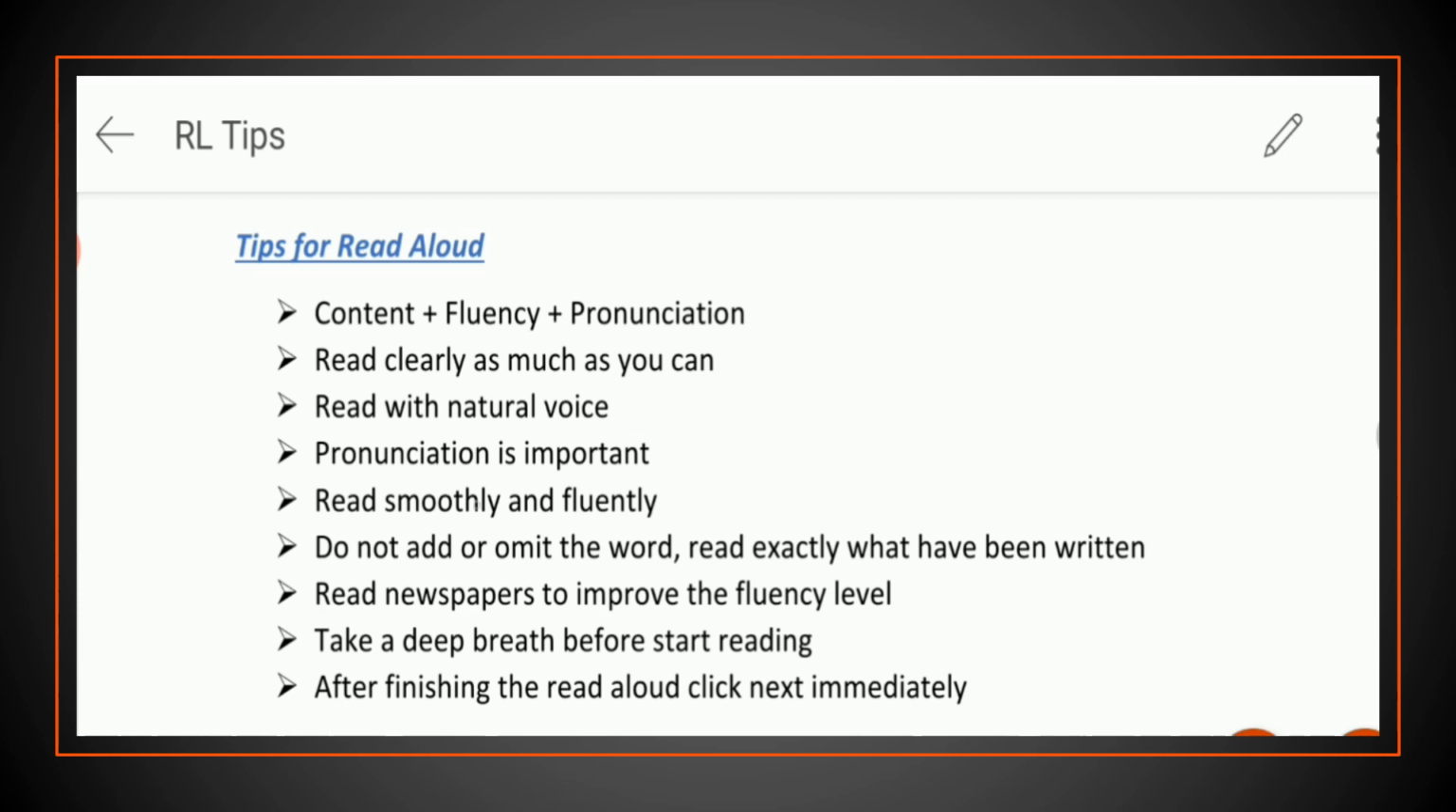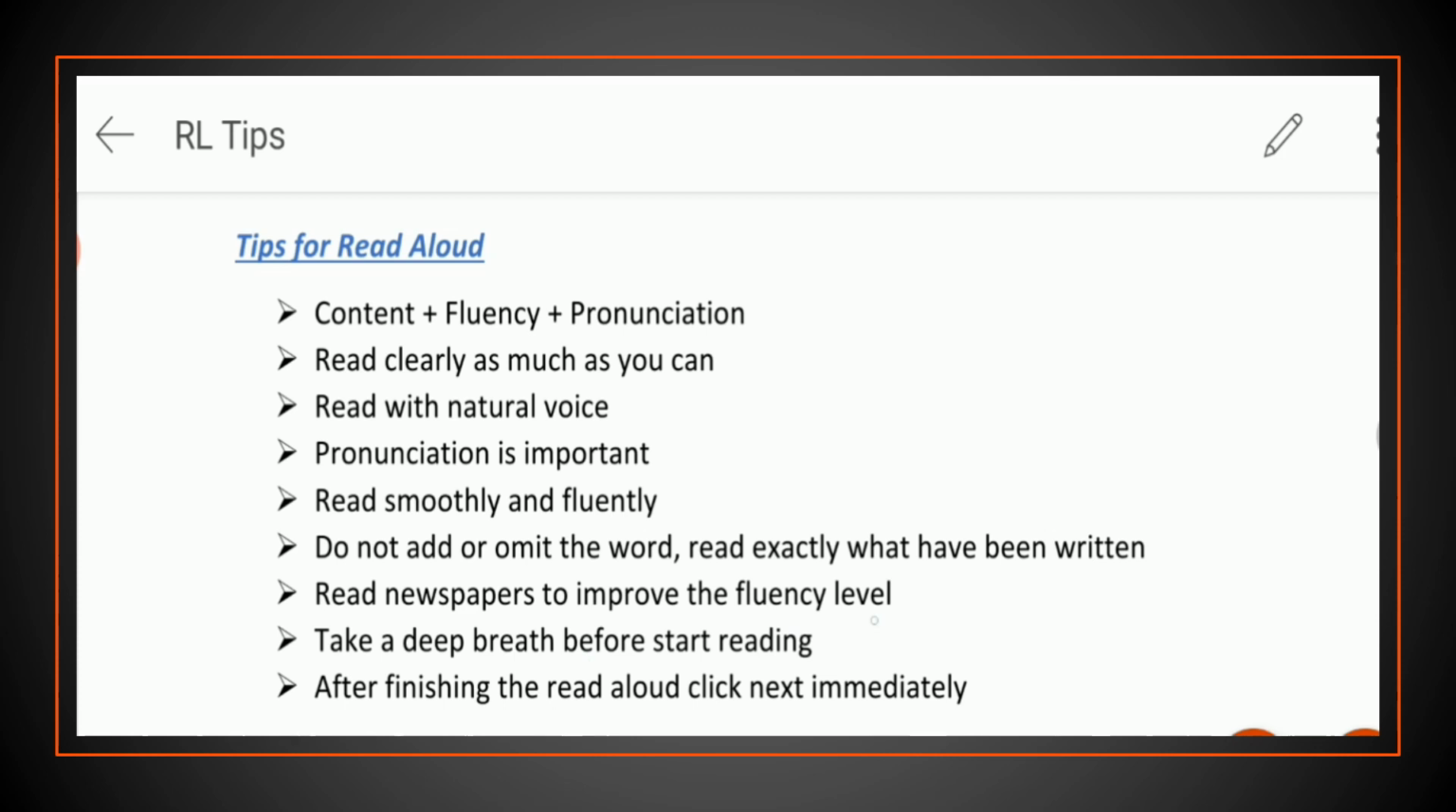Read with a natural voice. Pronunciation is important, so do pronounce words correctly. Read smoothly and fluently without any kind of hesitation. Do not add or omit words. Read exactly what has been written in the text to get good marks in your content. Read newspapers to improve your fluency level. It is a good exercise, and it helps if you improve your reading skill by reading newspapers.